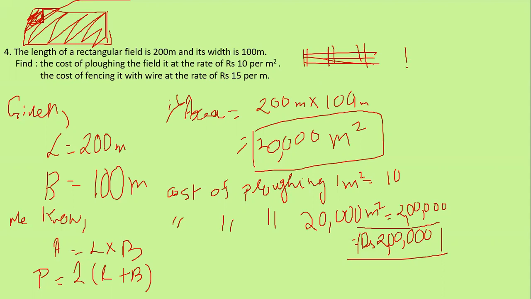तो कैसे निकालना है? We know the formula of perimeter, which is equals to 2 into length plus breadth. Length कितना है? Length is 200 meter. 2 into 200 plus 100, right?